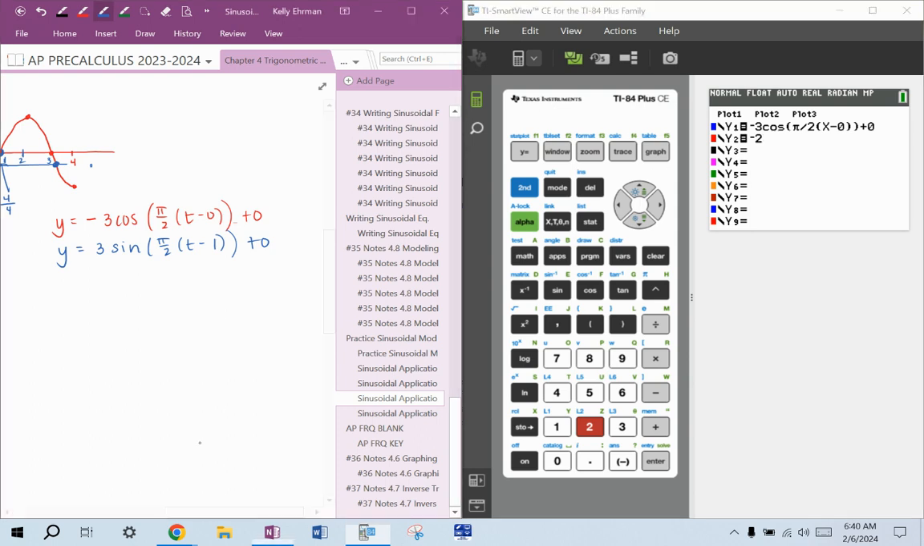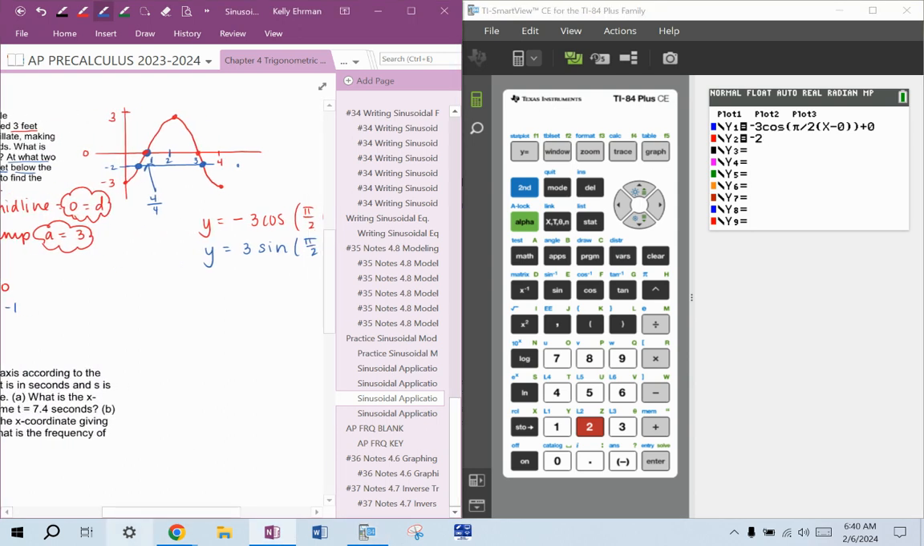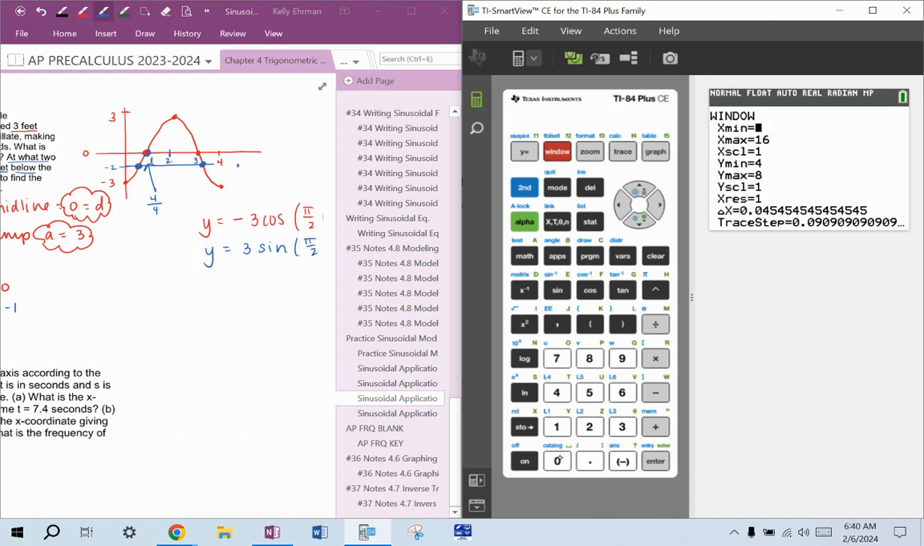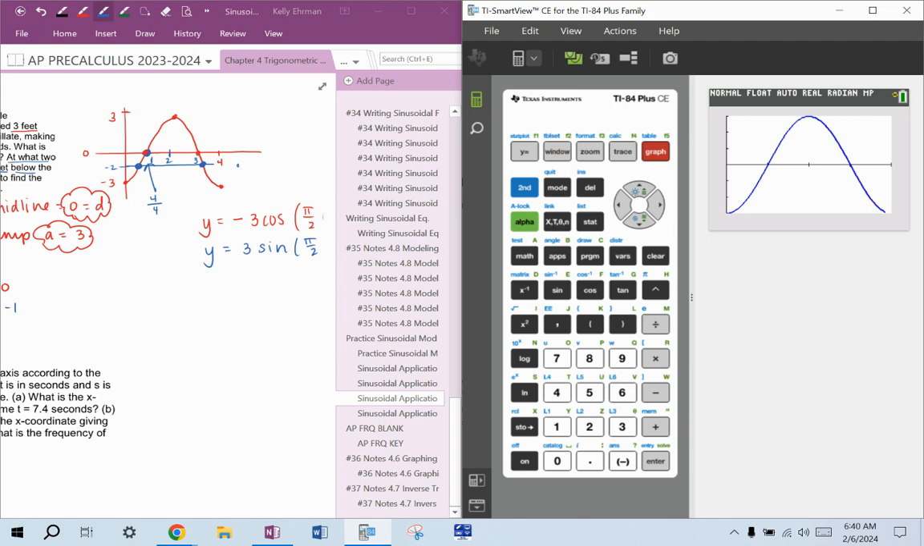Now you need to change the window here and use your graph to do that. The window should be going from 0 to 4. Doesn't matter what you count by on the x-axis. The y-min could be -3 and the y-max should be 3. And then we just press graph. And we're looking for these 2 points of intersection.